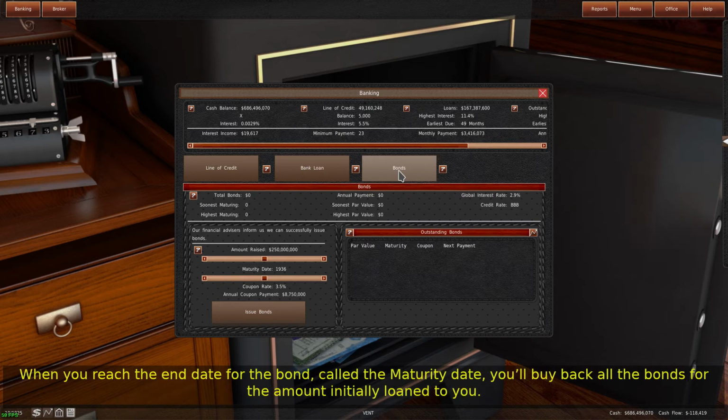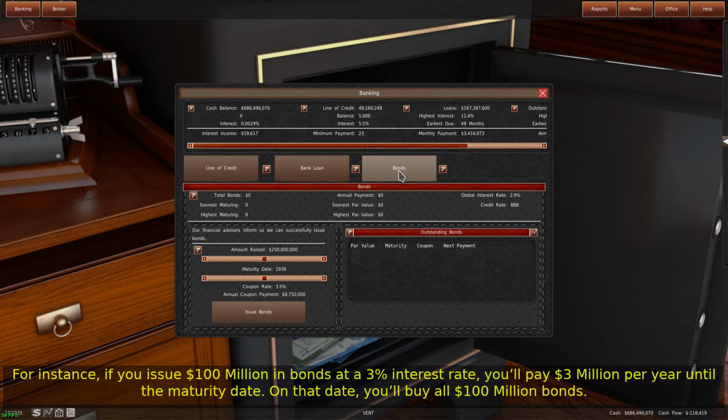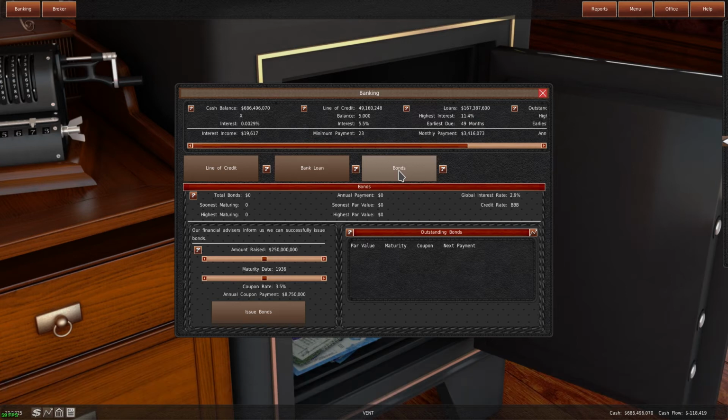When you reach the end date for the bond, called the maturity date, you'll buy back all the bonds for the amount initially loaned to you. For instance, if you issue $100 million in bonds at a 3% interest rate, you'll pay $3 million per year until the maturity date. On that date, you'll buy all $100 million bonds. Bonds are harder to raise but can offer you more money for longer periods at lower interest.